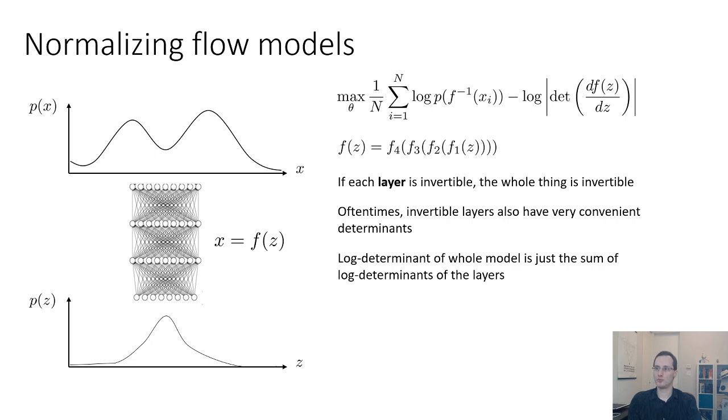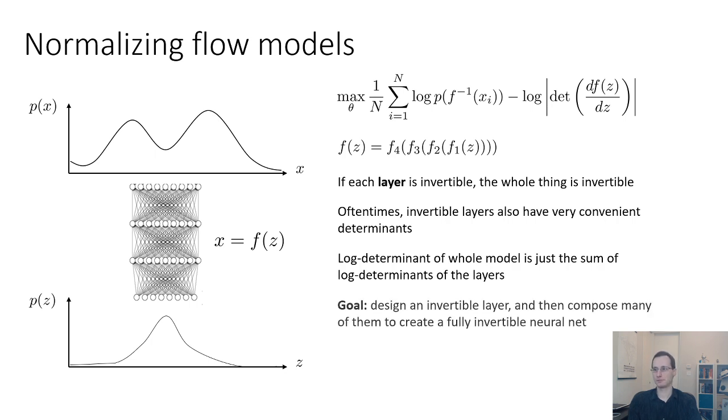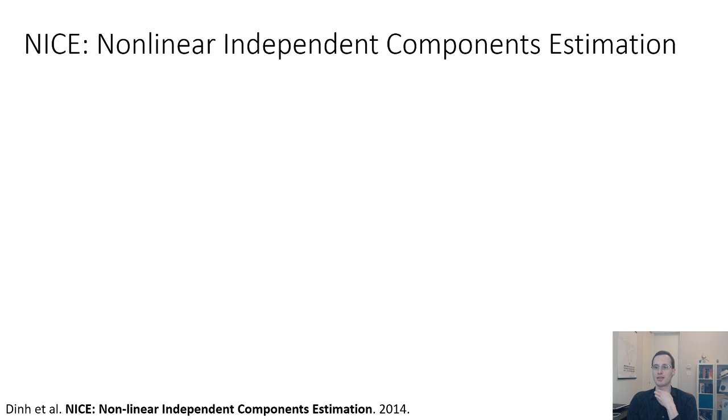The log determinant of the whole model is just the sum of the log determinants of the layers. So our goal will be to design an invertible layer and then compose many of these invertible layers to get a fully invertible neural net, which we can use to represent f. There are many different ways to design invertible layers. I'll start with one of the simplest types called nonlinear dependent components estimation. But just keep in mind that there are many different choices in the deep learning literature, and I'll just cover some simpler choices. If you're interested in this question further, there's a lot more that can be said about normalizing flows than I have time to cover in this lecture.